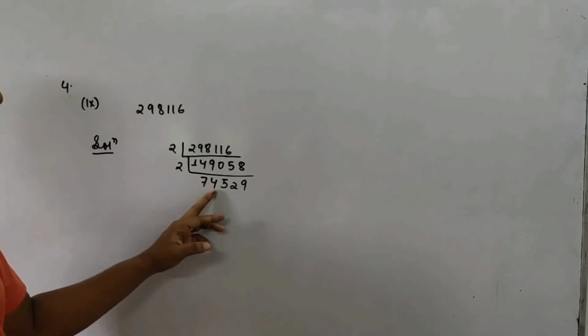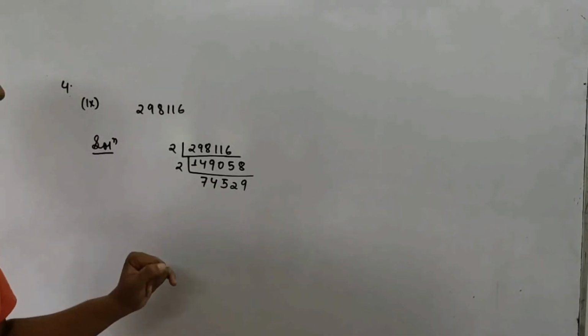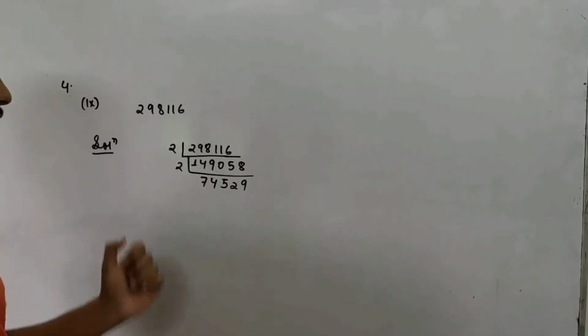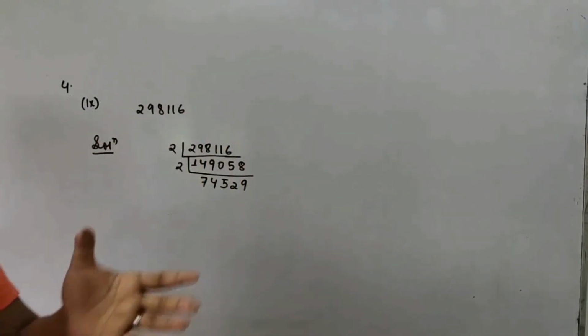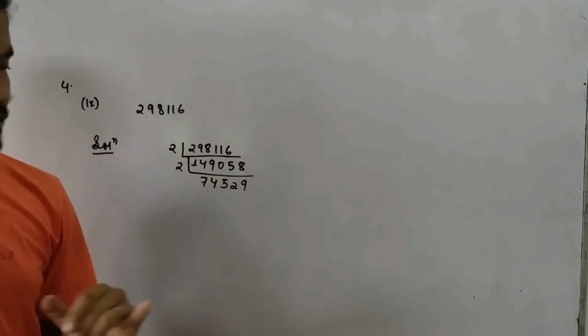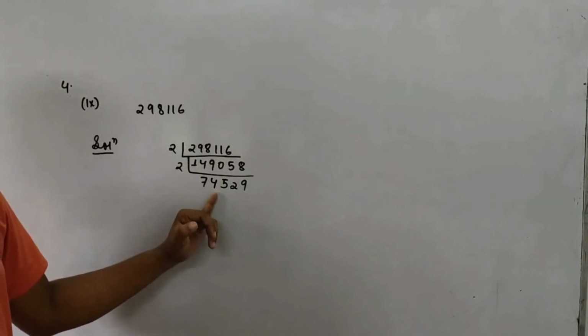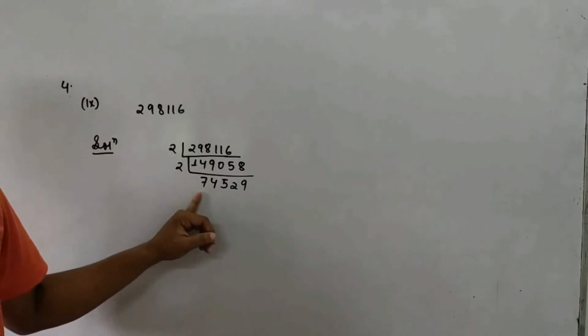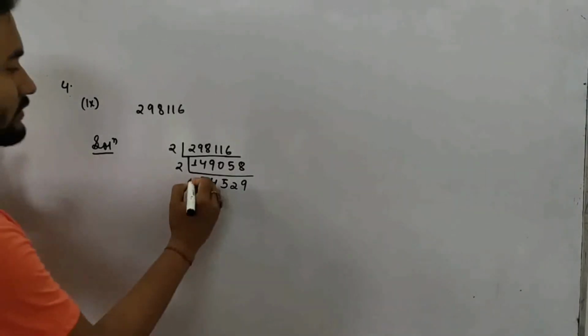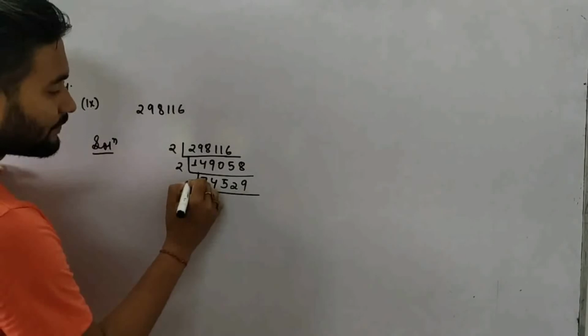5 plus 4 is 9, 9 plus 9 is 18, 18 plus 2 is 20, 20 plus 7 is 27. So yes, 27 is divisible by 3, so it is divisible by 3. How to check divisibility by 3? Simply add all the digits. 4 plus 5 is 9, 9 plus 9 is 18, 18 plus 2 is 20, 20 plus 7 is 27. 27 is divisible by 3, so this is divisible by 3.